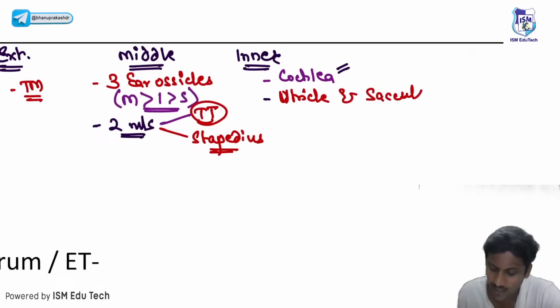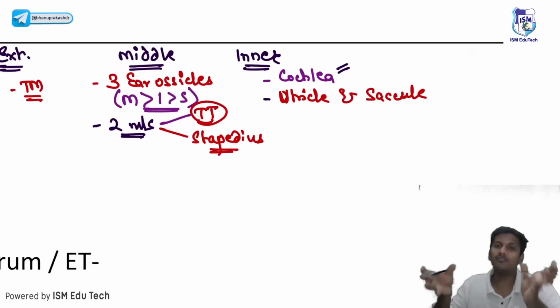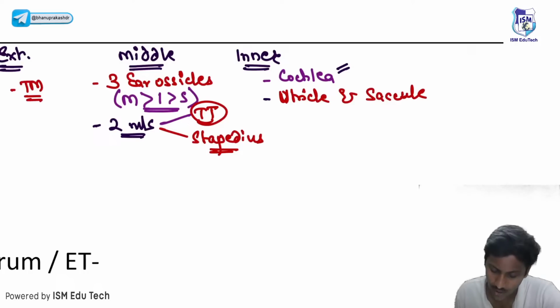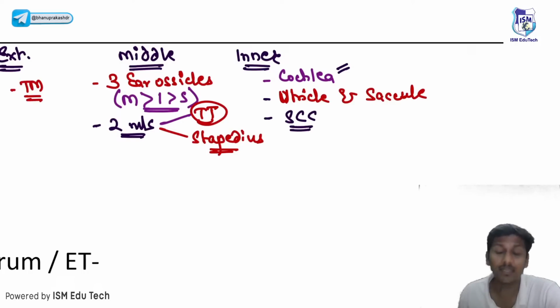These are present inside a bony covering known as the vestibule. So the vestibule is nothing but a bony covering which contains the utricle and saccule. So the second part you can also call the vestibule. And the third part is the semicircular canals. Utricle, saccule and the semicircular canals together are responsible for maintaining balance of your body.